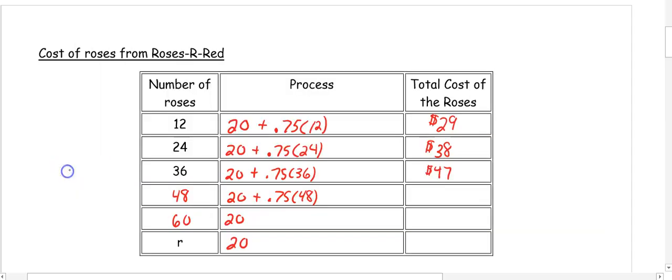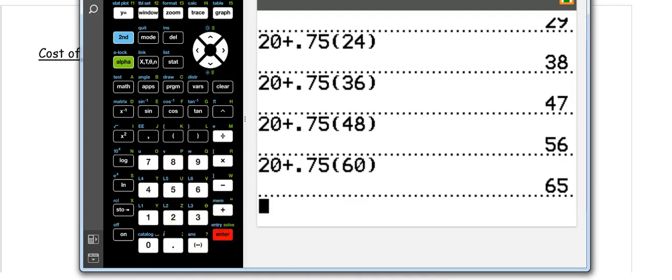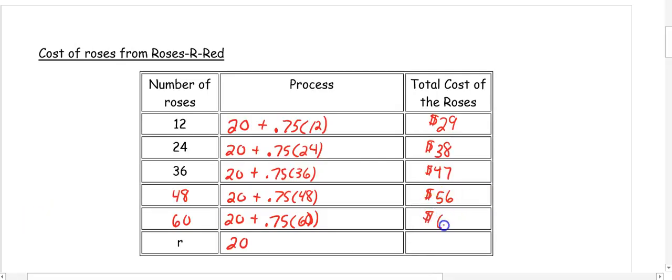And that gets us $56. And if we do it for 60 roses, we have 0.75 times 60 plus 20, which gets us $65. So to figure out our cost of roses, which is C, we always are going to do $20 for our service charge plus 0.75 times the number of roses.